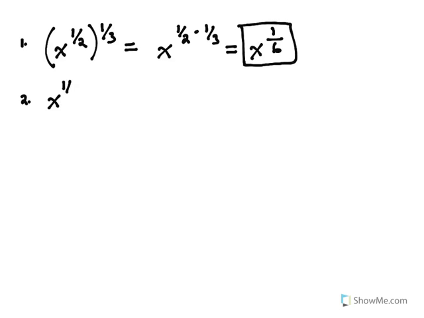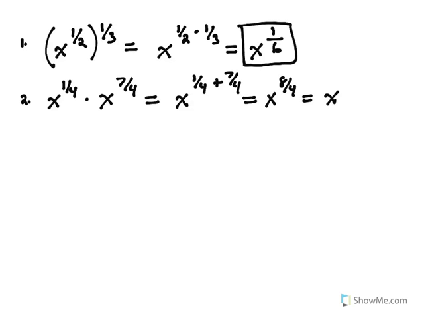Let's say you had x to the 1/4 power times x to the 7/4 power. Remember, you're multiplying the same base. So what do you do with the exponents? You will add them. Now remember, when you have fractions with the same denominator, all you're going to do is add the numerators. 1 plus 7 is going to be x to the 8 over 4. And then, of course, 8 divided by 4 is going to be 2. So you want to simplify that fraction. So your answer is going to be x squared. Okay?